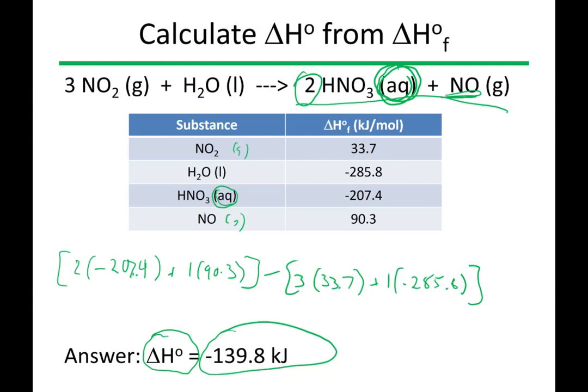And if you plug all these in, you should get the delta H naught for this reaction of negative 139.8 kilojoules. So using a list of some empirical data, we can find out the enthalpy of a novel reaction just by applying some of the results from Hess's law.